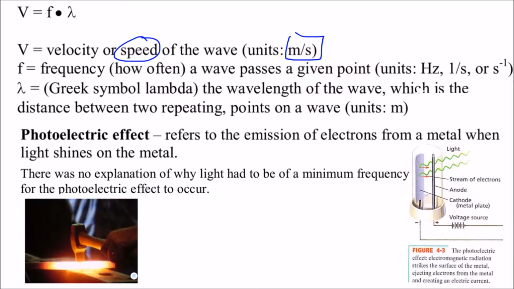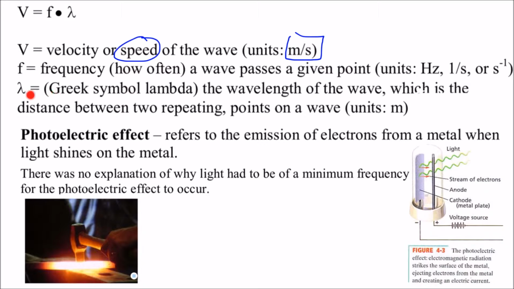Then we've got f for frequency, and that's just how often a wave passes by a certain point, okay? And so that's going to be measured in hertz, which is the same thing as 1/seconds or inverse seconds. All of these are the same, but remember from algebra class, if something is in the denominator, it's the same thing as having a negative exponent. I don't know if you remember that or not, but anyways, that's where it comes from.